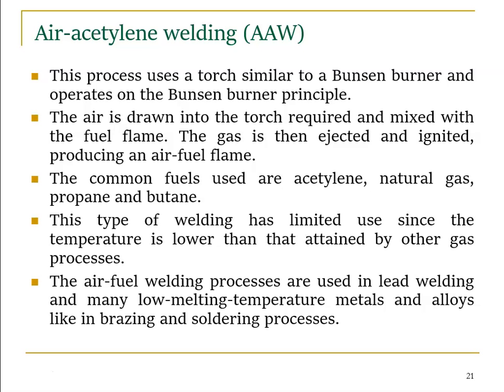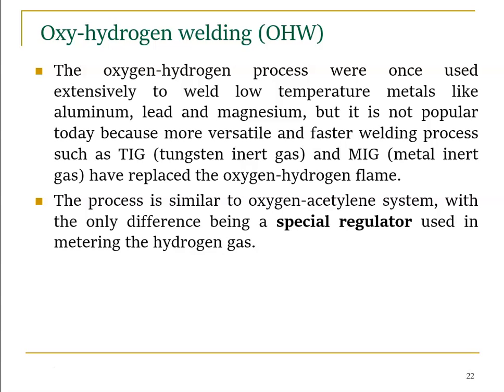This is air-acetylene welding. The next process is oxy-hydrogen welding. The oxy-hydrogen process was once used extensively to weld low temperature metals like aluminum, lead and magnesium. But it is not popular today because more versatile, faster welding processes such as TIG and MIG have replaced the oxygen-hydrogen flame. Right, the oxygen-hydrogen flame can be used for low temperature metals, but construction-wise it is very difficult.